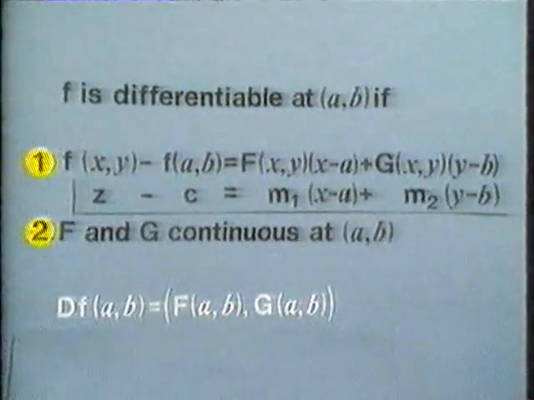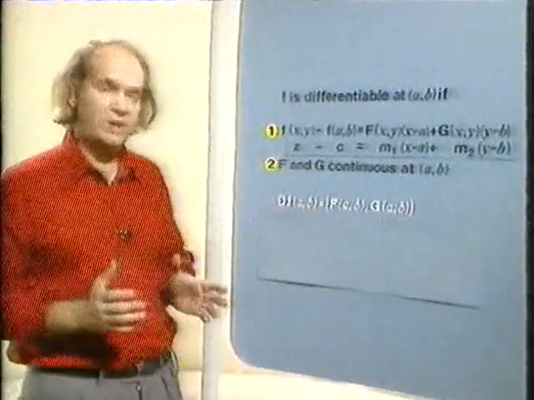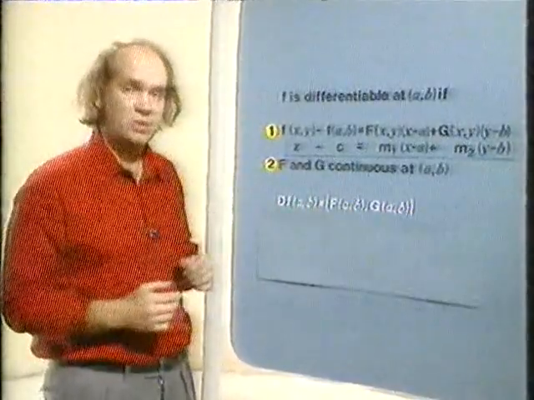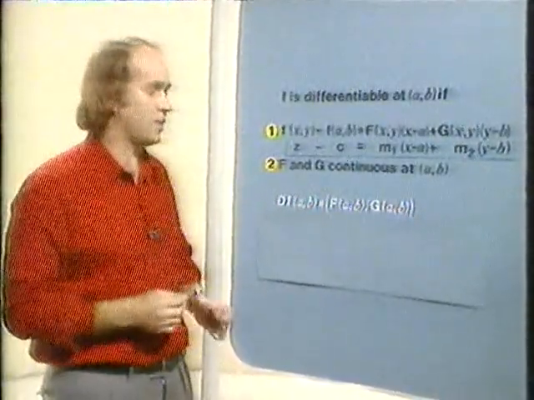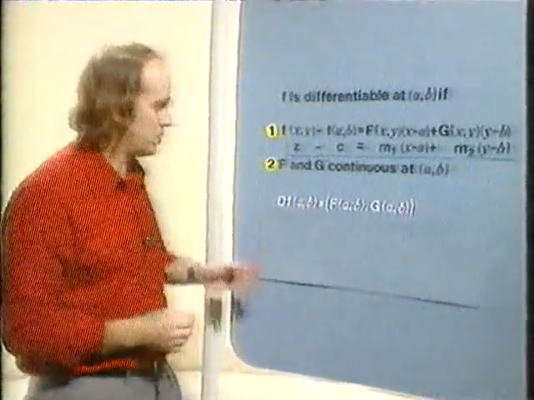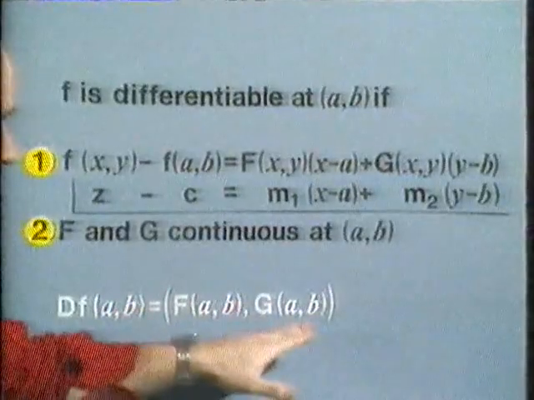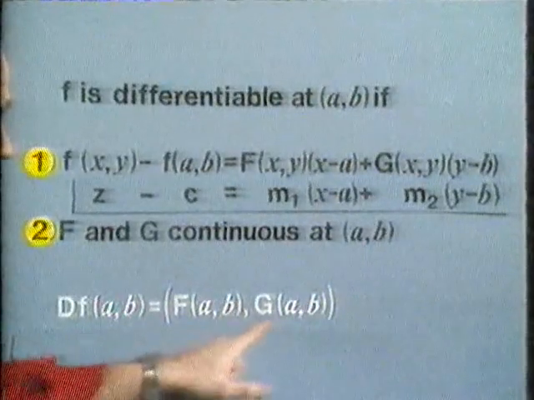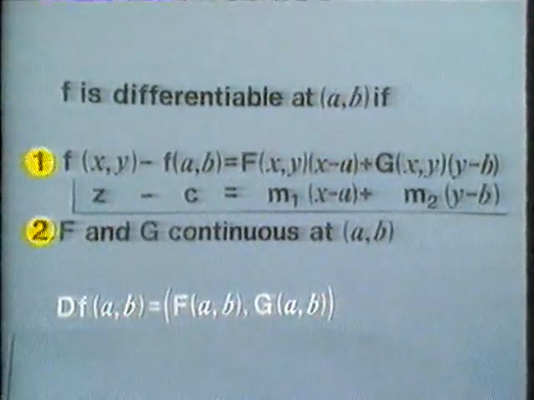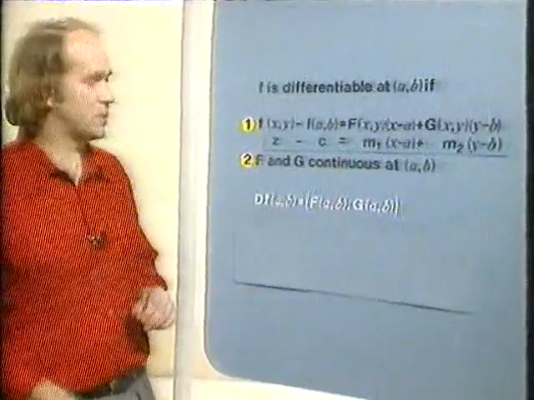Now, if we can find two functions f and g such that 1 and 2 hold, then we say the function f is differentiable at the point AB, and its derivative is given by this pair of numbers, the values of f and g at AB. From this definition, we get three results.